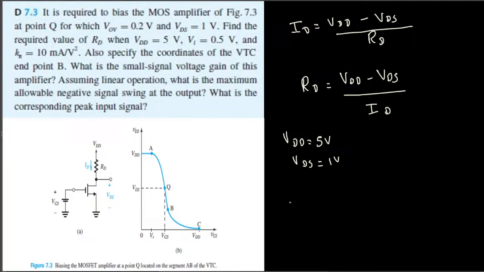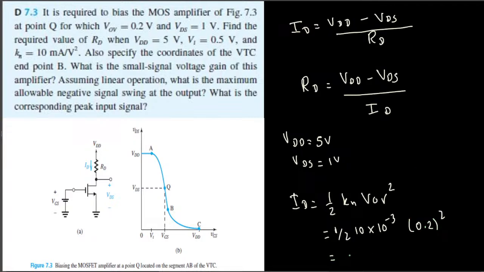Okay, current ID is equal to half Kn V overdrive square. And we have Kn provided, that is 10 milliampere per volt square. So let's put that here. Kn is 10 milliampere, so 10 to the power minus 3, and then V overdrive is also provided, that is 0.2, square, and solve for the current. If you calculate this, you end up getting 0.2 milliampere, because this becomes 0.04, divided by 2 is 0.02, and then this milli comes into play. So you finally end up getting ID to be 0.2 milliampere.